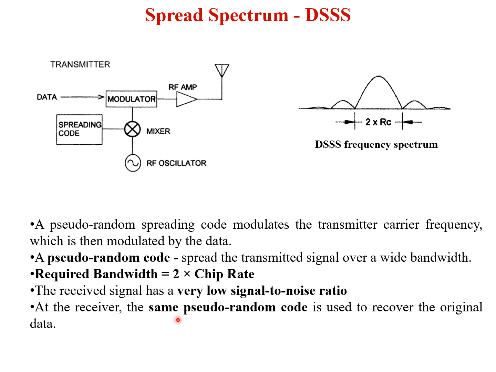The received signal has very low SNR, often less than 0 dB, due to the wider bandwidth. At the receiver section, the same PN code is used to recover the original data.